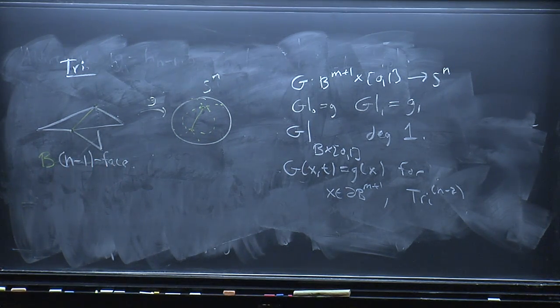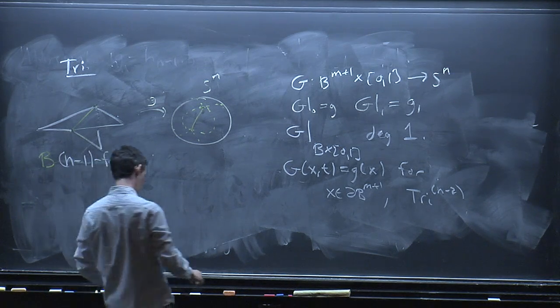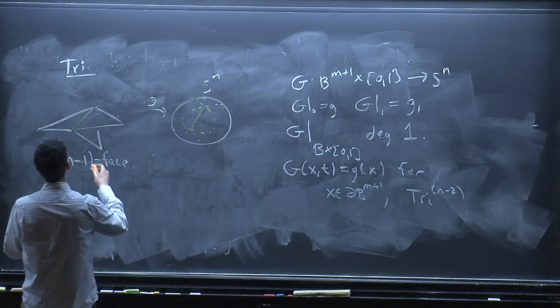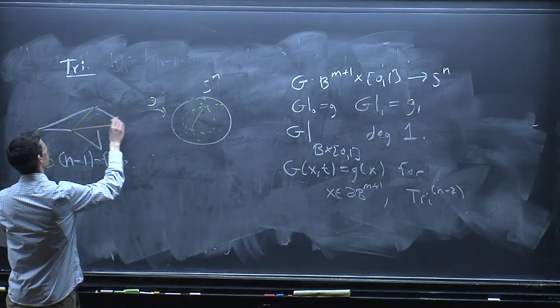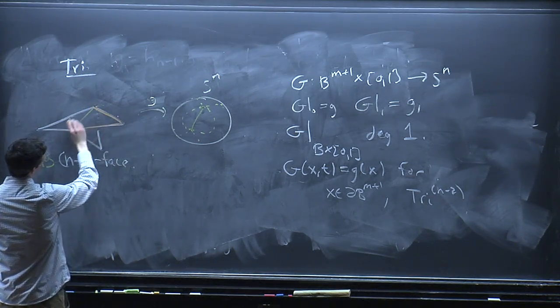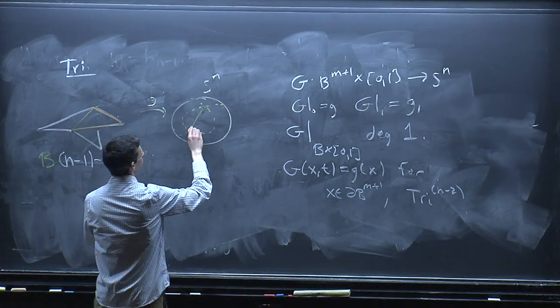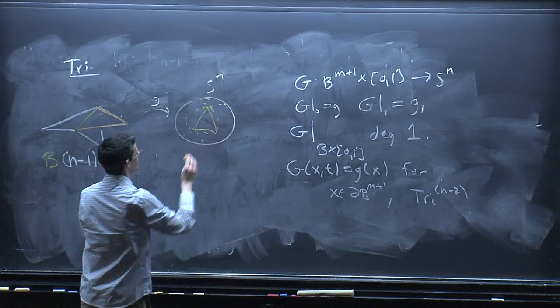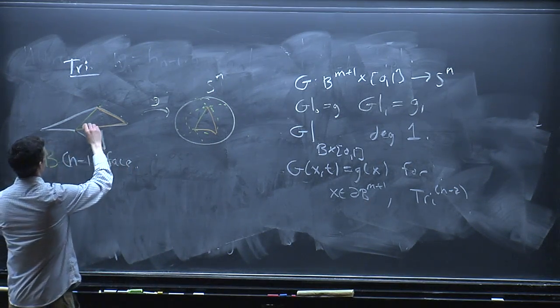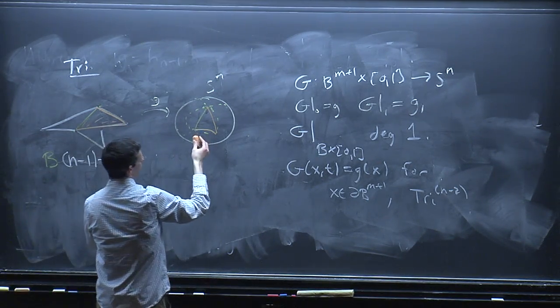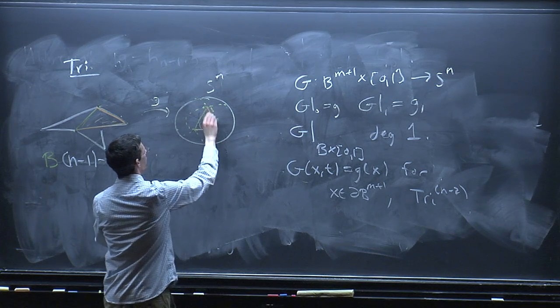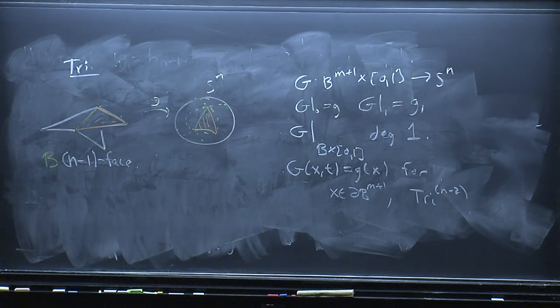OK, so how does that affect alpha? Maybe it helps to visualize this n face here. So that n face is mapped somewhere nice. And this part in here, maybe if we were lucky, might have gone there. It might have also gone around in a more complicated way.